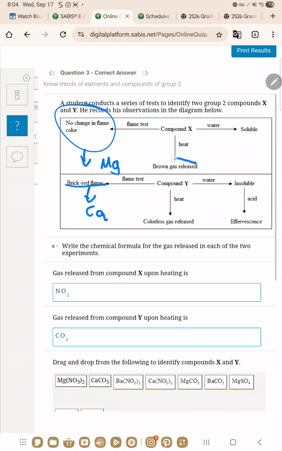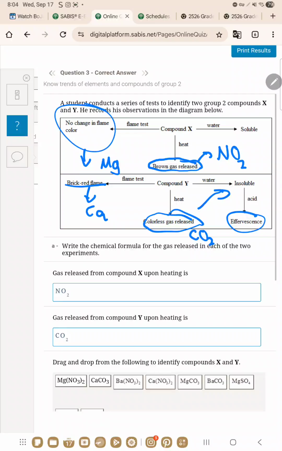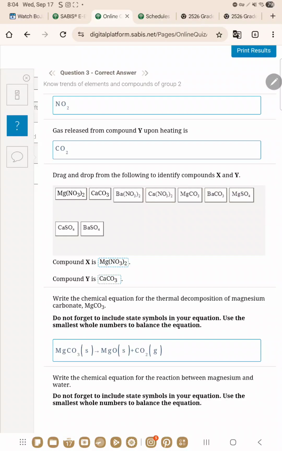Now, when you see brown gas released, it is nitrogen dioxide. Colorless gas can only be carbon dioxide, especially because it's insoluble and has effervescence with gas. Here it's just telling you it's soluble, so we already know everything we need to know. X is NO2, the gas released, and CO2 is from Y. And we already found out that it's MgNO3 and CaCO3 from the flame tests.